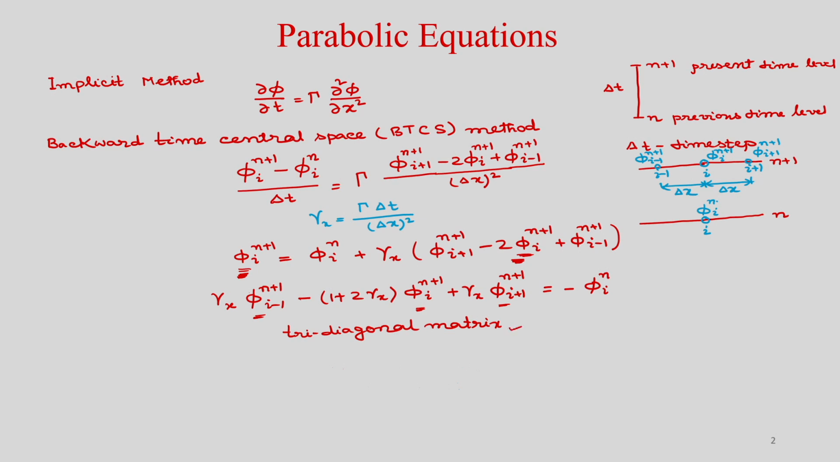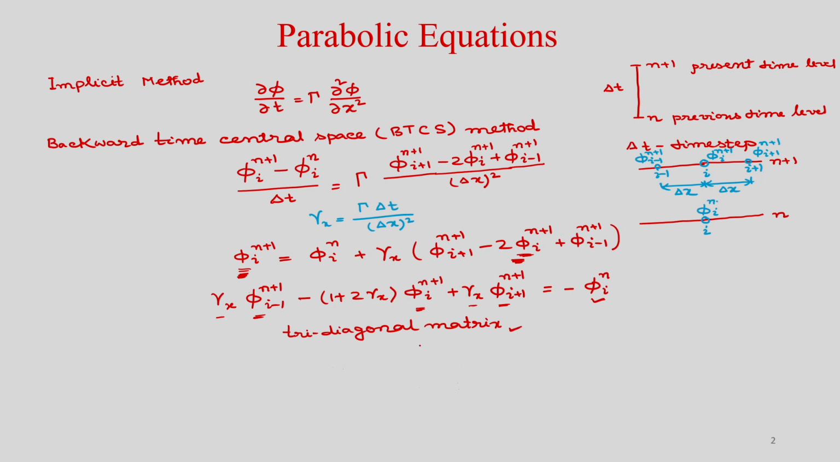So, you can see that in the left hand side there are 3 unknowns at n plus 1 time level. So, that is your present time level where we need to find the values at n plus 1 time level, at 3 discrete points phi I minus 1, phi I and phi I plus 1. So, obviously, it will form a tridiagonal matrix, and the right hand side value is known from the previous time level n, and these are the coefficients of phi. So, it is gamma x, it is minus 1 plus 2 gamma x, and this is plus gamma x.